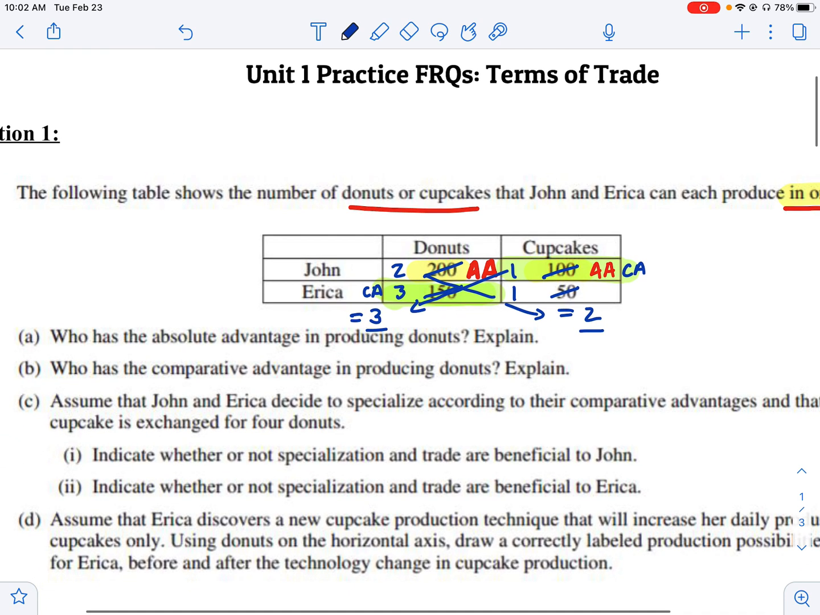Now let's look at the questions. Who has an absolute advantage in producing donuts? Well, it's John. John does because at the end of one day, he can produce more. That's my explanation. Who has a comparative advantage in producing donuts? Well, just because John can make more at the end of a day doesn't mean that he has the comparative advantage. We just looked at the ratios and we determined that Erica has the comparative advantage in donuts because if she didn't make them, the opportunity cost would be greater.